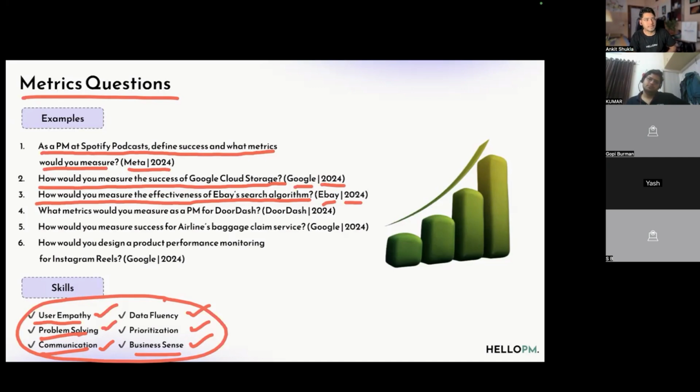Number of views, number of clicks, adoption rate, NPS, time spent.